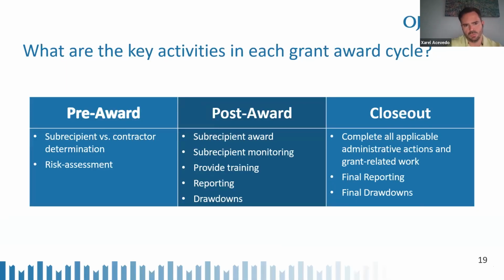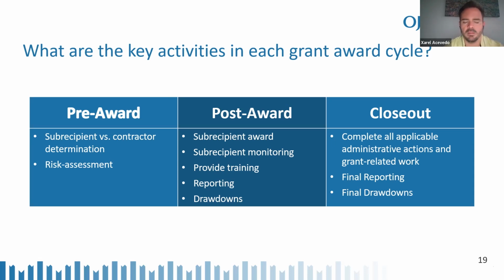All right, so we want to present the award cycle in the three main categories. Those are pre-award, post-award, and then the actual final closeout. In the pre-award category, this is where we determine if it's a subrecipient or a contractor. I am not going to expand on this at this point because we're going to talk about it on the next slides.